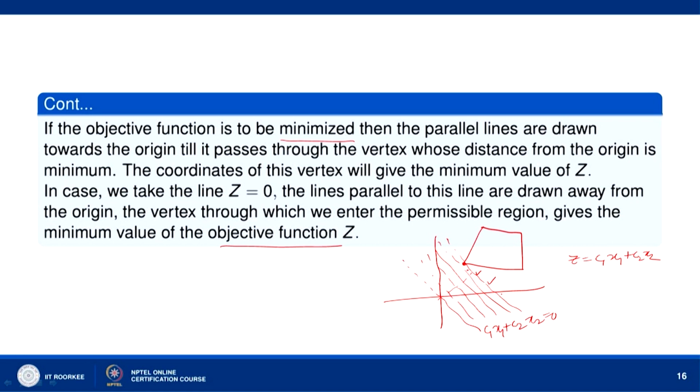Similarly, if this line parallel to the line C1x1 + C2x2 = 0 passes through the point where the distance of this line will be maximum from the origin, and the line passes through two vertices like this, then we will again have an infinite number of solutions, because every point on that line will give us the maximum value of z.